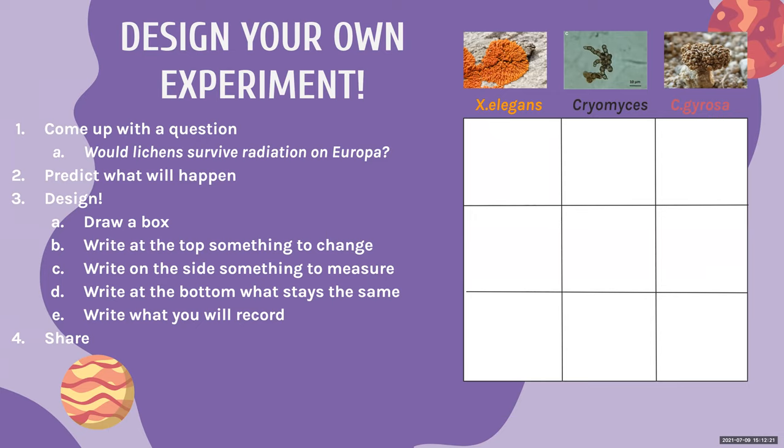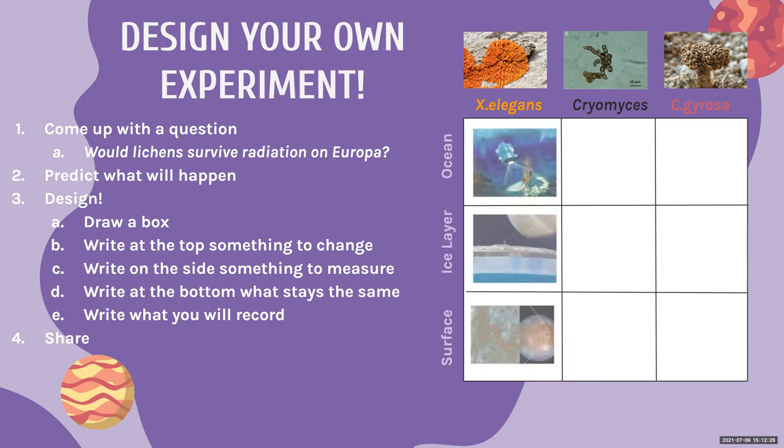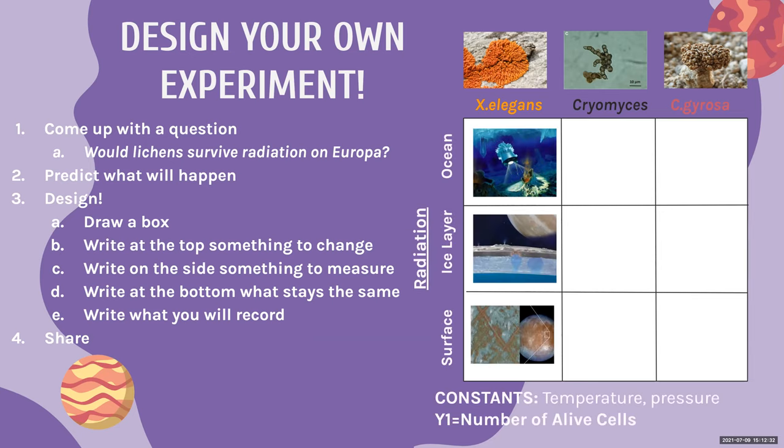And then on the side, the thing I'm measuring is how different radiation levels affect these different organisms. So I'm going to look at the radiation at the ocean level of Europa, the ice layer of Europa, and the surface layer of Europa. And I will measure the responses of these different organisms to each radiation level.